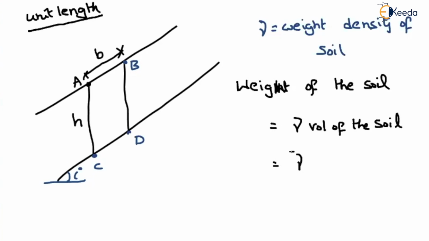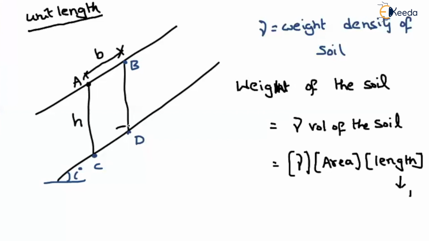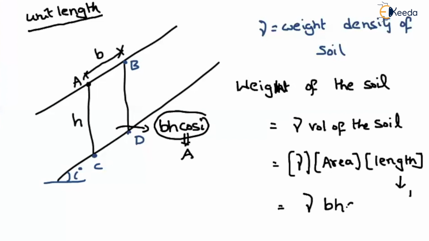How will we find the volume of the soil? That will be gamma into area of the element into length. How much length are we considering here? Unit length, that implies length is equal to 1. Now, what about the area of the element? That will be b into h into cos i. So if you substitute in this formula, that will be equal to gamma into b h cos i into 1.